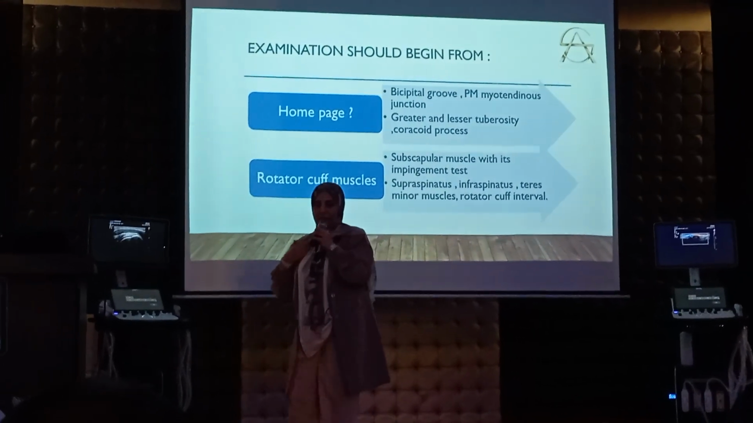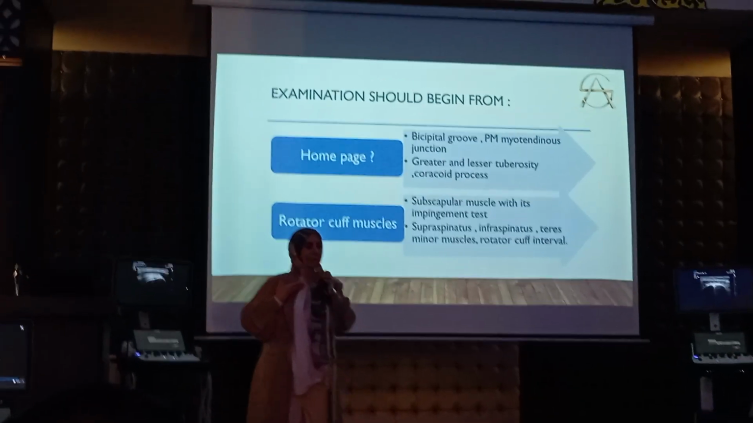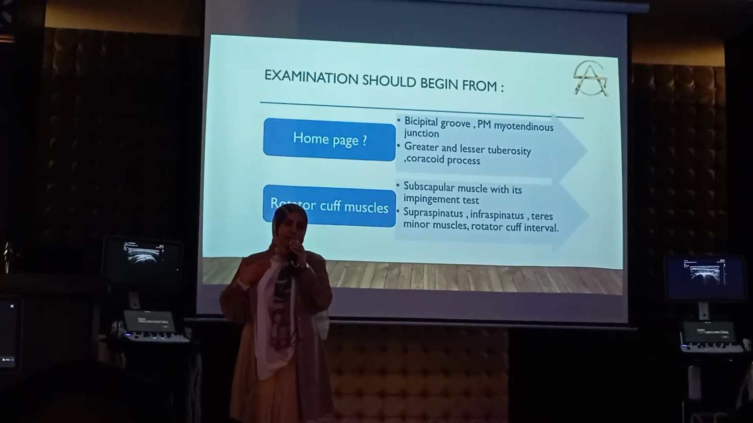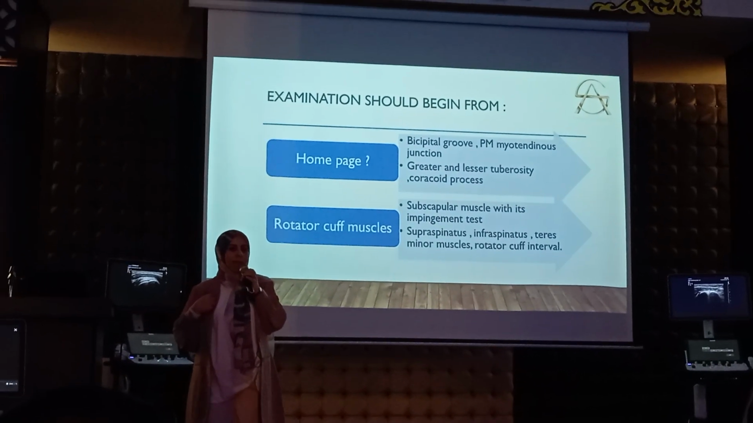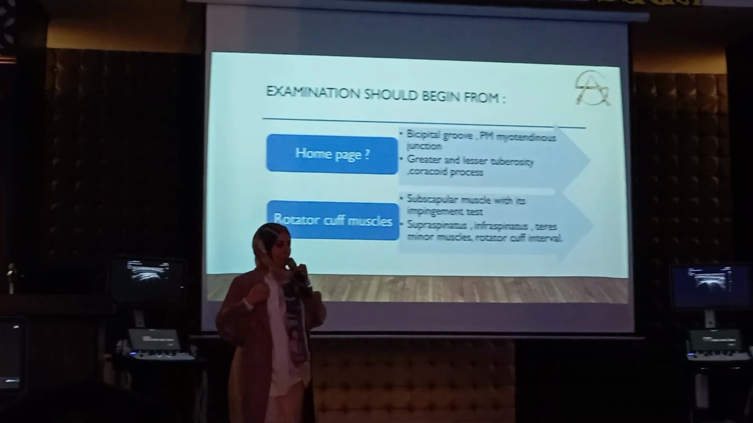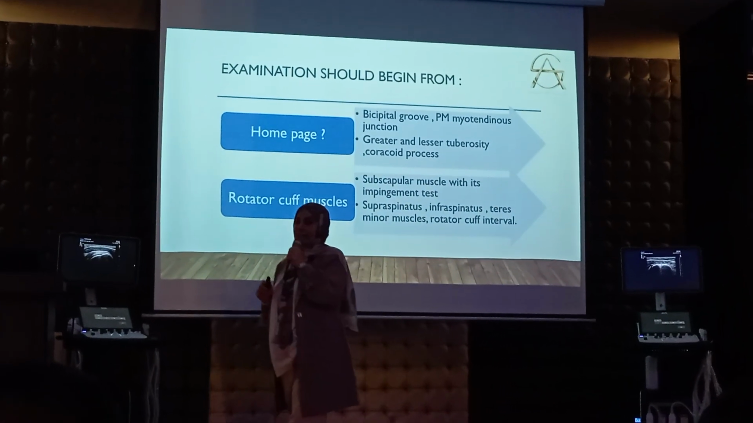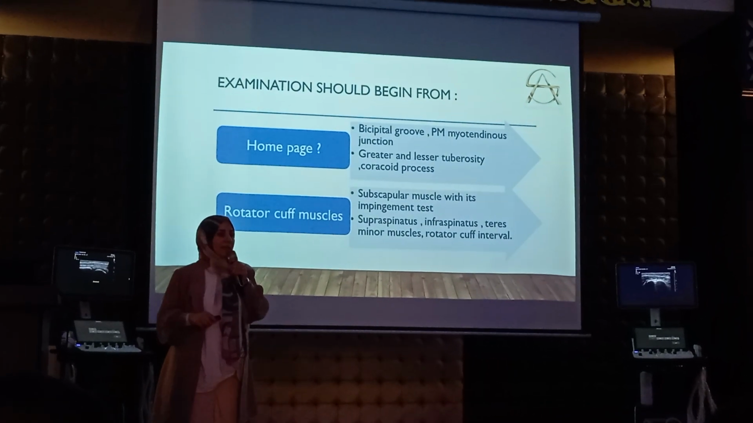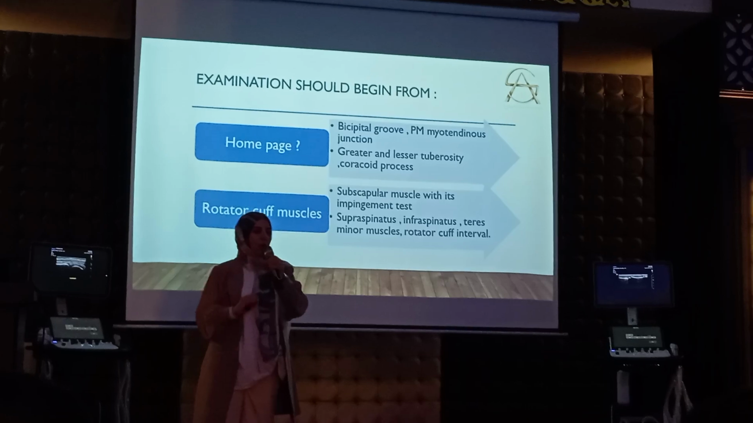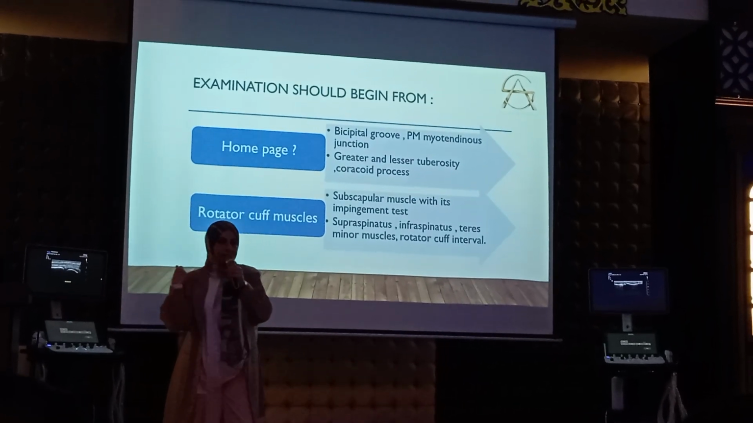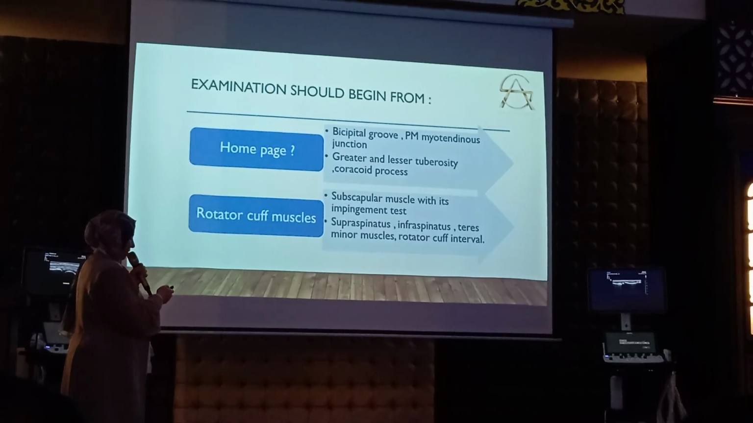Another important muscle in the anterior compartment: move the probe slightly medial to see the coracoid process. Just below the coracoid process, the first rotator cuff muscle comes, which is the subscapularis muscle. Subscapularis is the only muscle that comes from the anterior compartment and the only muscle that is inserted into the lesser tubercle of the humerus. All the others are inserted into the greater tubercle. Only the subscapularis muscle inserts into the lesser tubercle.